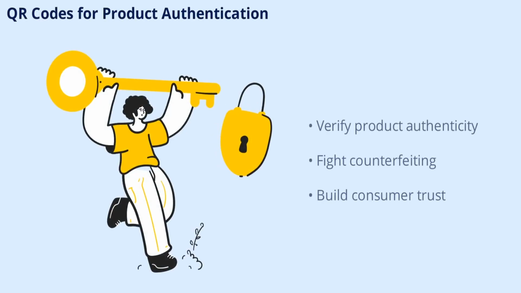Brands use QR codes to help customers verify the authenticity of products. By scanning a code on the packaging, buyers can check if an item is genuine and learn more about its origin. This helps fight counterfeiting and builds trust between brands and consumers, especially for luxury goods and pharmaceuticals.